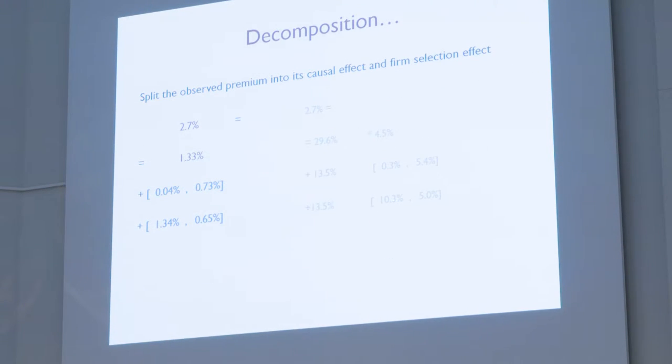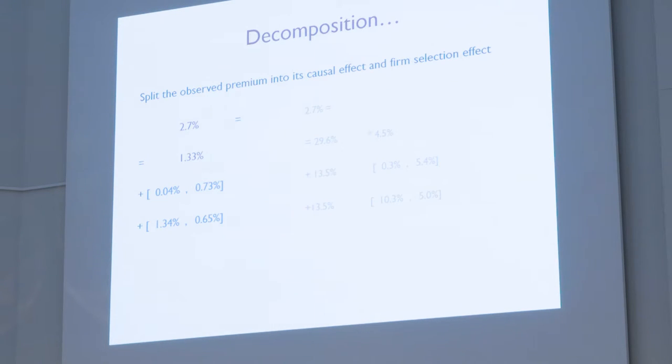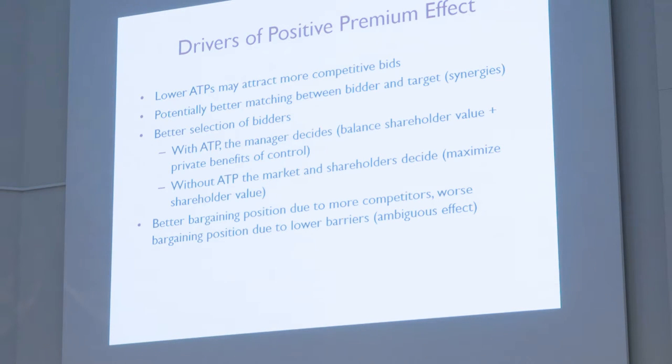So now I can populate the whole expression. I can tell you that within shareholder value, the quantity effect, the probability effect, is about half of the story. There are more takeovers, full stop, right? Now, the price effect would be between 0 and 25% of the value, depending on the bound that you pick. And the selection effect ranges between 50% and 25%. By the way, I didn't say the selection effect is positive. So the marginal firms that get taken over are firms that are more valuable in the sense that they receive higher premiums, whatever that means in terms of welfare.